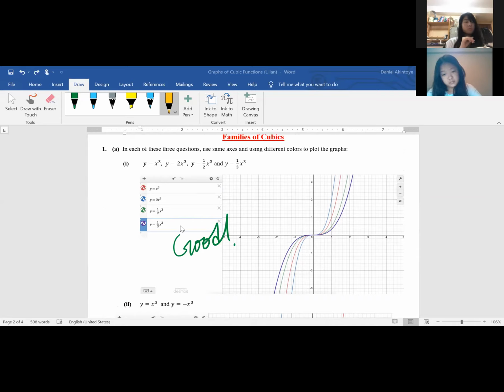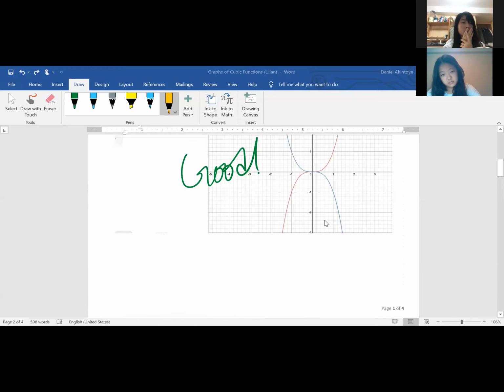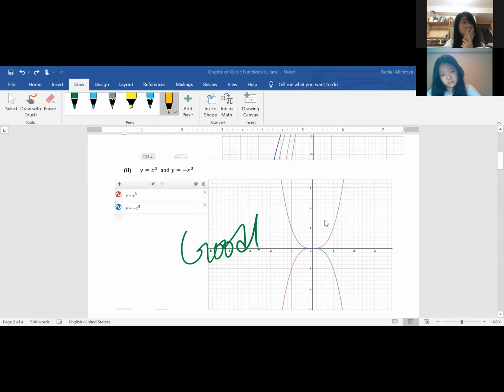So if you start from the smallest number to the biggest number, you can see as you increase the number, your gradient becomes more. So the curve becomes steeper. That's what you mean by that. Any questions, please? Okay. So that's basically what I want you to find out from the first one.